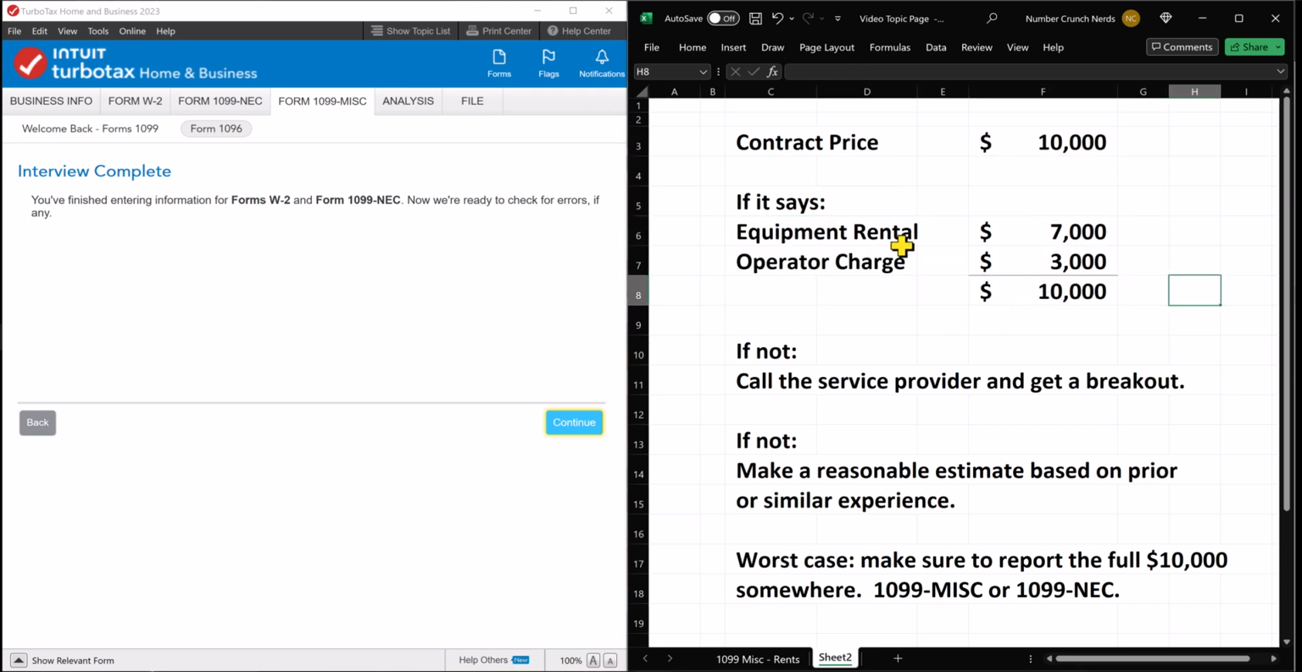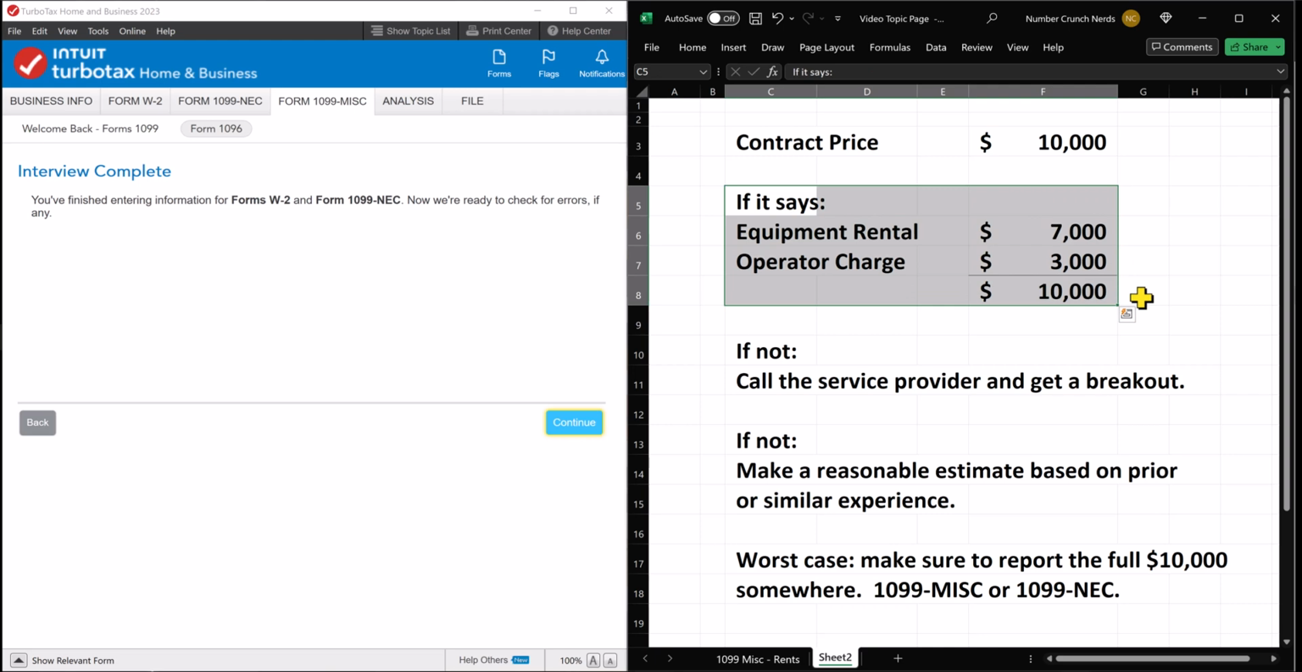Here's the equipment rental, $7,000. Here's the operator charge, $3,000, and there's the total, $10,000. This would be the most ideal situation. This tells you this equipment rental is going to go in box 1 of the 1099 miscellaneous, and this operator charge is going to go in box 1 of 1099 NEC, because this is an independent contractor, and this is the rental of a machine, even though the company may have actually included them in the same contract.